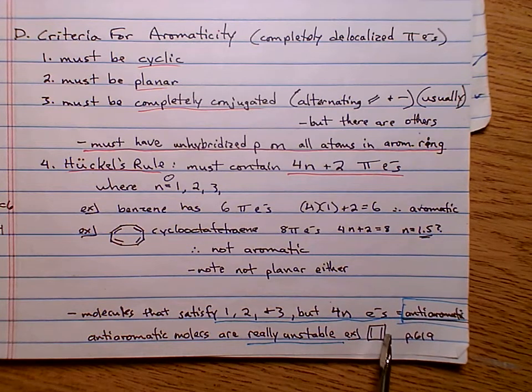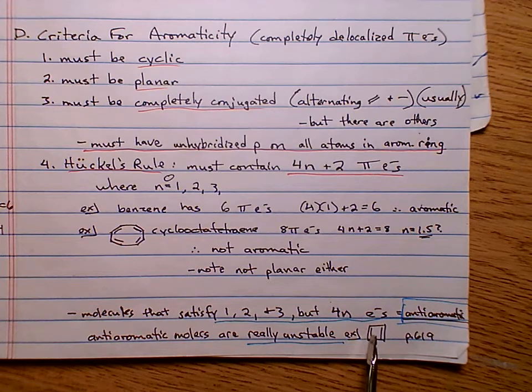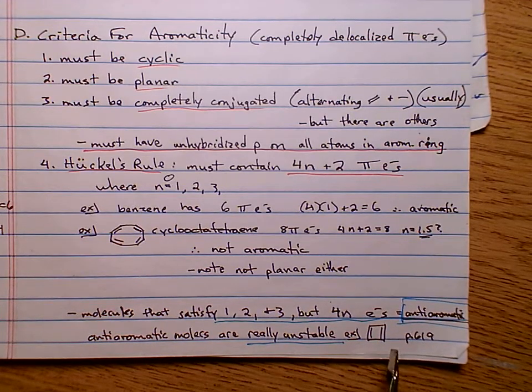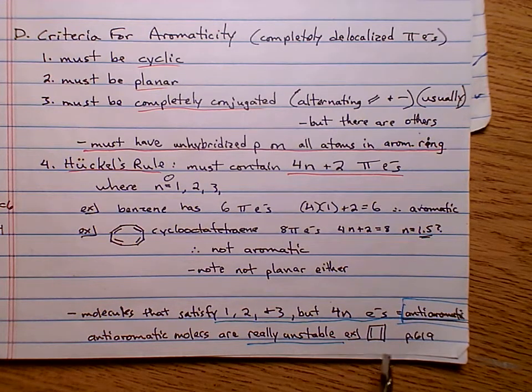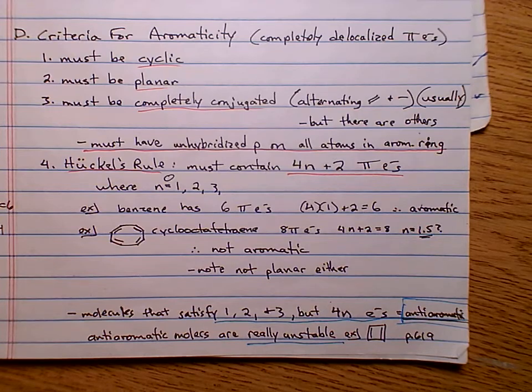If you look at this, is it cyclic? Well, yes. Is it completely conjugated? Okay, double, single, double, single, double, single. Yeah, all right. Is it planar? If you build it, you find out it's planar. There's only 4 carbons in the ring. It is definitely planar. Does it follow Huckel's rule? No. 4n plus 2 equals 4, n equals 0.5. It does not follow Huckel's rule. This is an anti-aromatic. It is an extremely unstable, extremely reactive molecule.